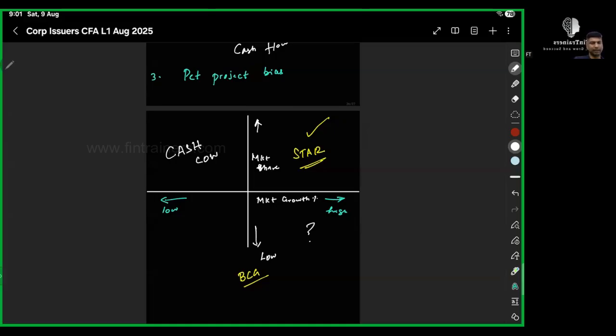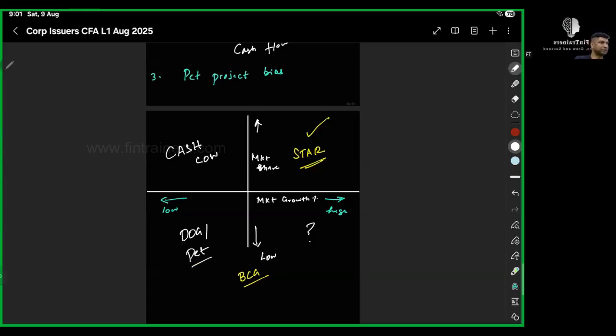Okay, maybe we missed the boat on AI, like Intel did, and now they're figuring out whether they should invest in AI chips or not. So that's a question mark. And what about this: low market growth, low market share. Should we invest in this? No. They call this the dog or pet.